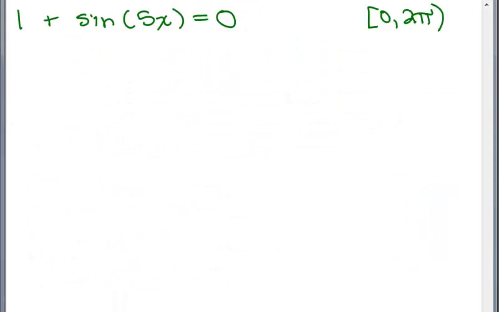The third part was to find all the real number solutions in the interval 0 to 2 pi. So how would we do that? Well, we start out the same way. We want to solve for the sine of 5x.